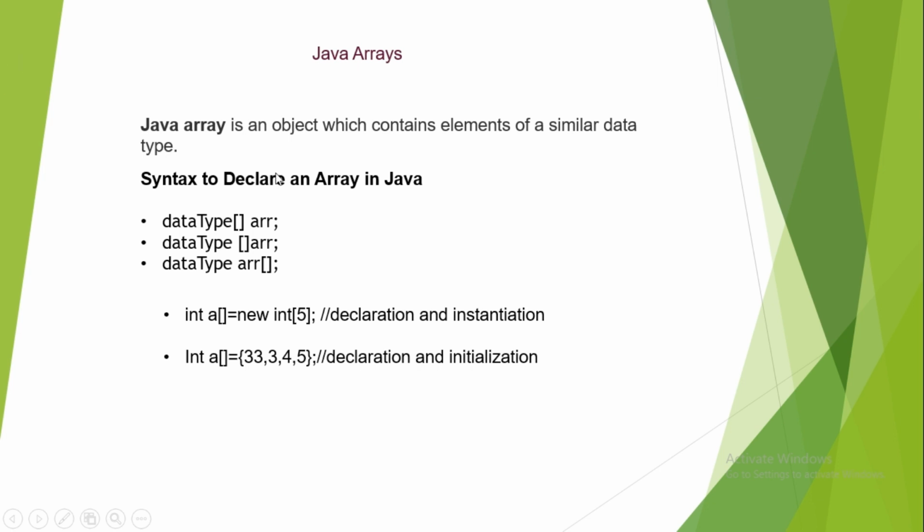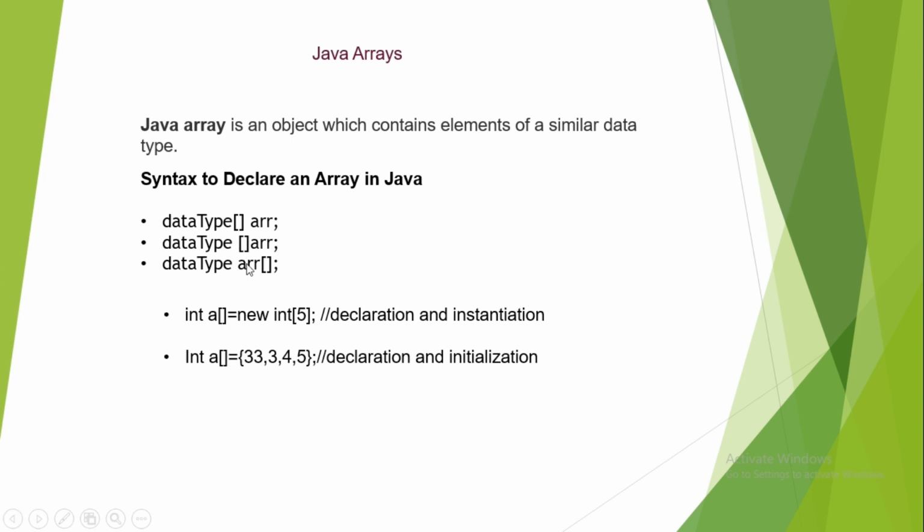So how do we create an array? There are three ways. The first way is the data type followed by square brackets, followed by the array variable name. Or the data type, a space, followed by the square brackets and the variable name. Even the third way is the data type, the variable name, followed by square brackets. These are the three different ways we can declare array variables.